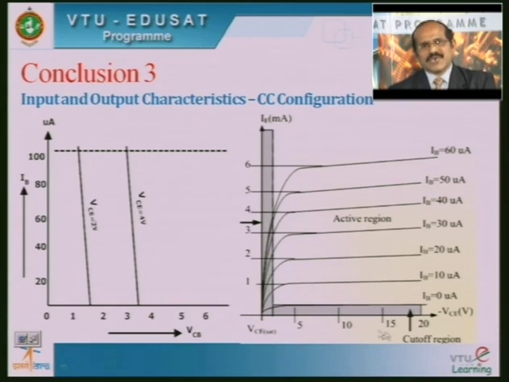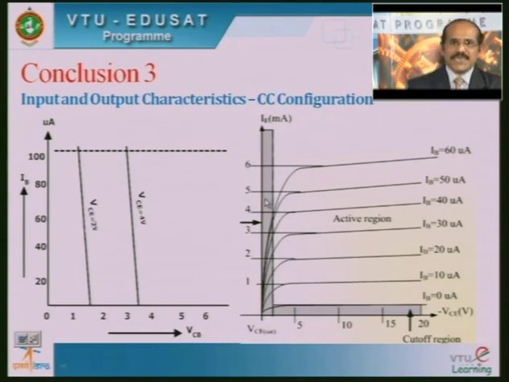There are three regions: the cutoff region, active region, and saturation region. The region below IB equal to 0 microamperes is the cutoff region, the region to the left of VCE equal to 0 is the saturation region, and the region between the saturation and cutoff region is called the active region here.